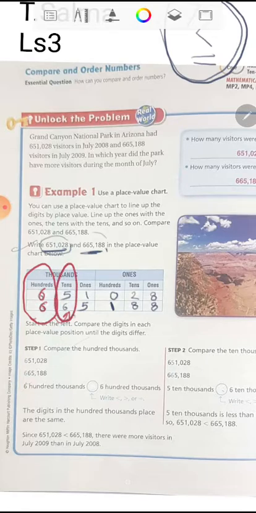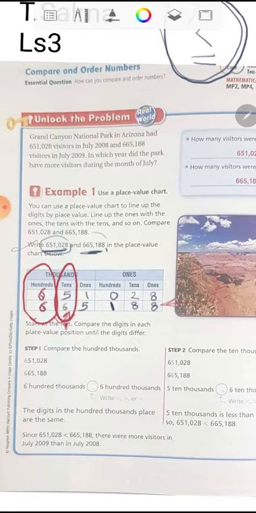Okay, now look, in this number I have 5, in this number I have 6. So which one is the greater number? I think 6 is greater than 5. So I will stop here comparing, and I will say that this number is the greater number.